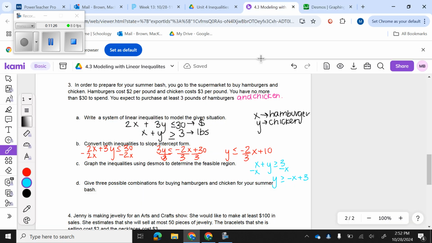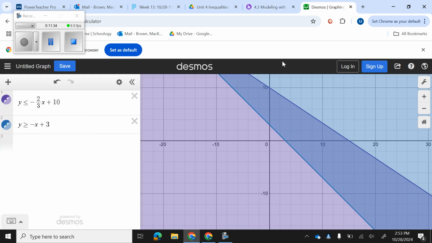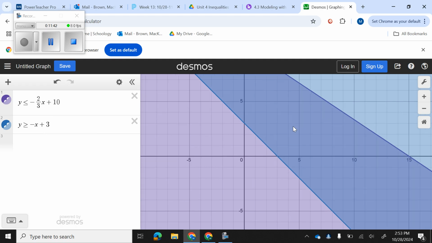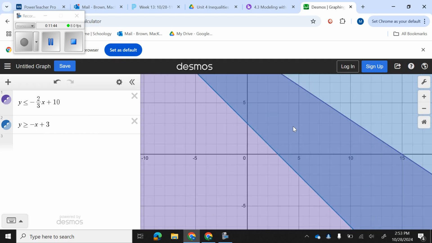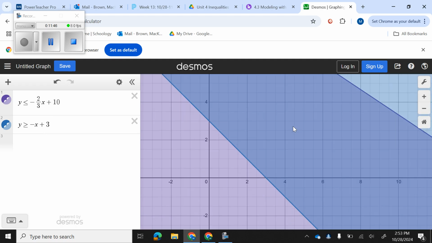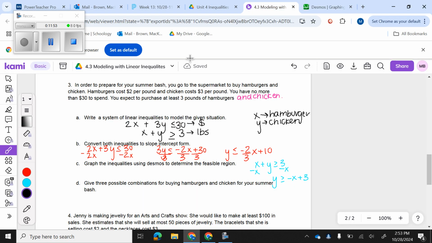Okay, it says give 3 possible combinations of buying chicken and burgers for your summer bash. So basically I've got to find 3 points in this feasible region. Well, I could do this point right here. I can't really tell what that is, so I'm going to zoom in so I can actually tell what it is. Anything in this dark blue area would work. Okay, 4, 2, that would be a possible solution because that's in the feasible region.